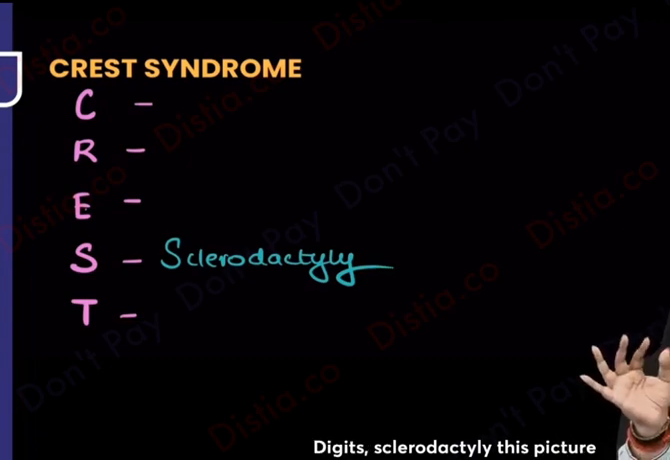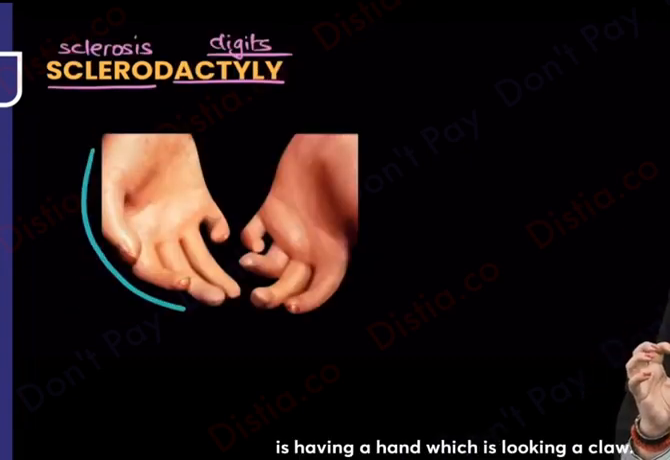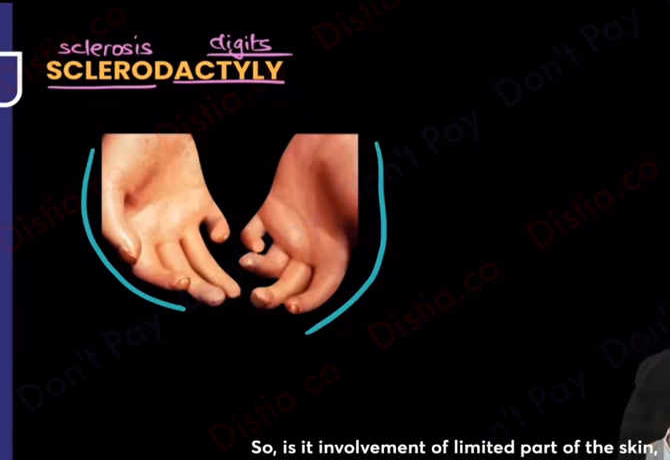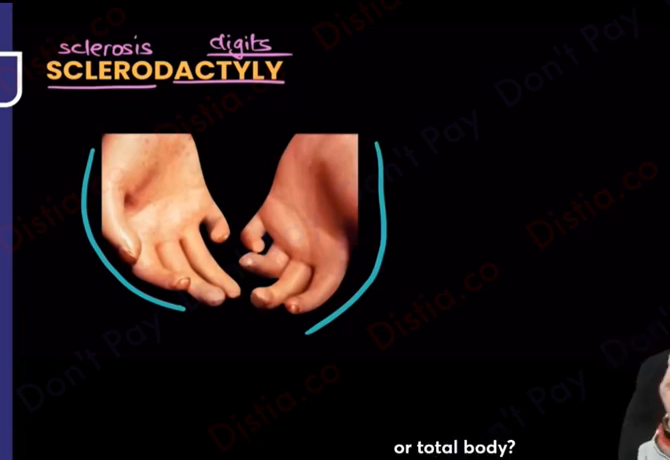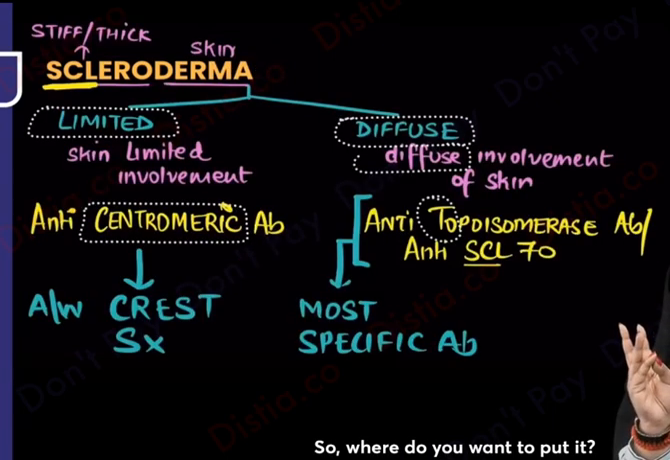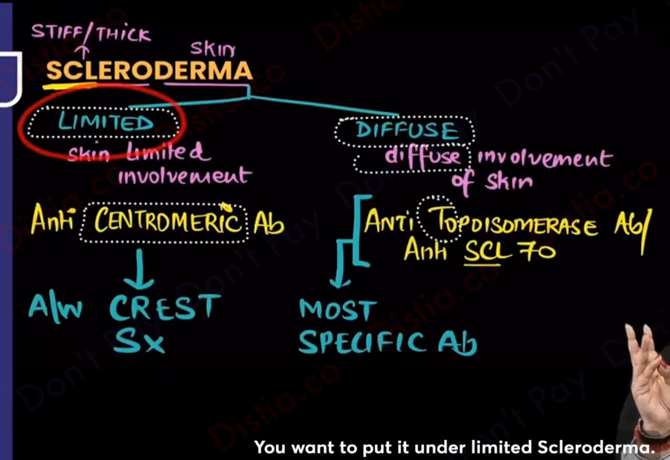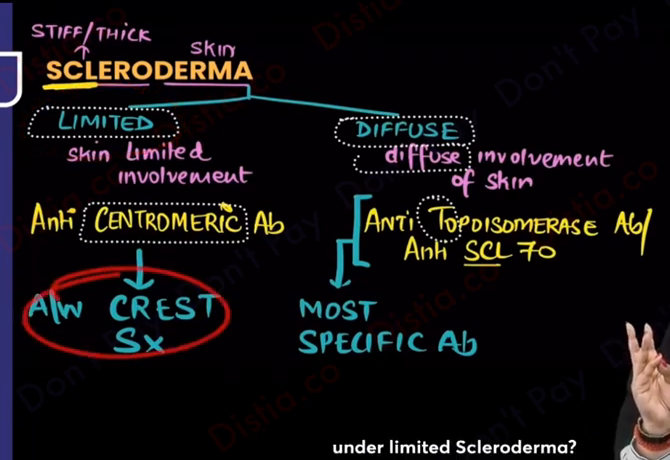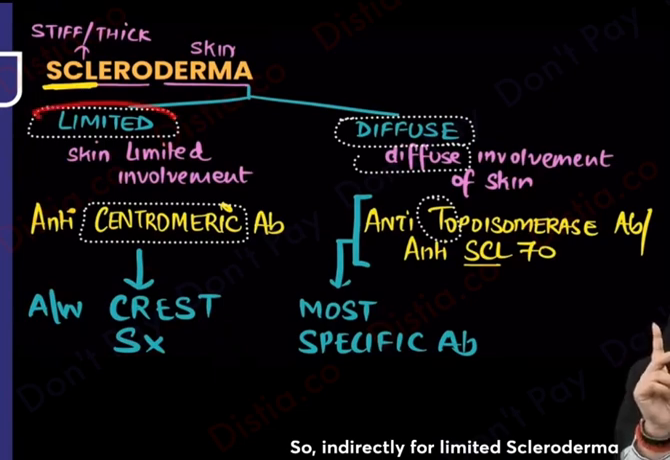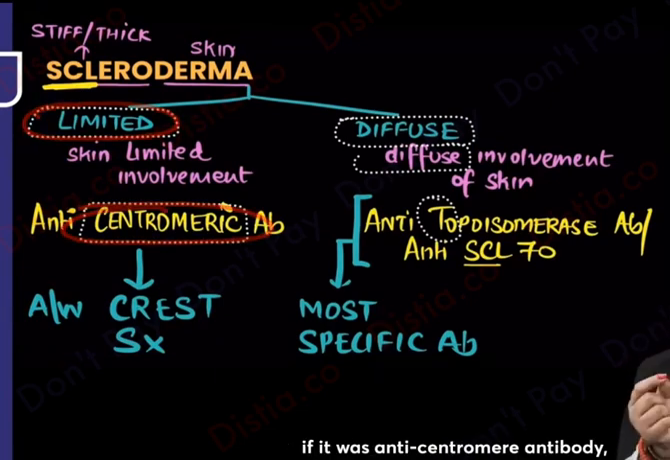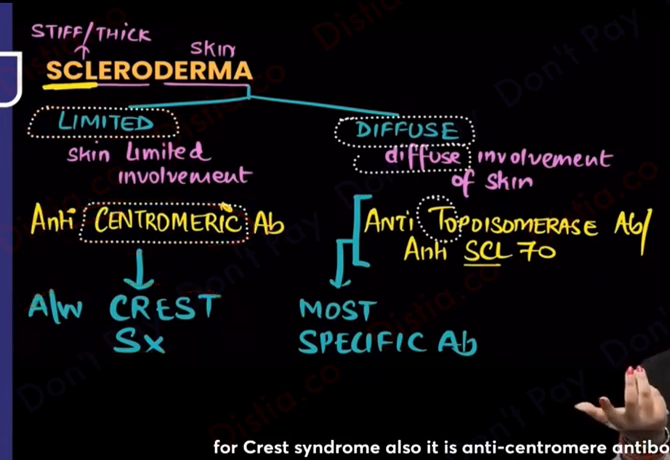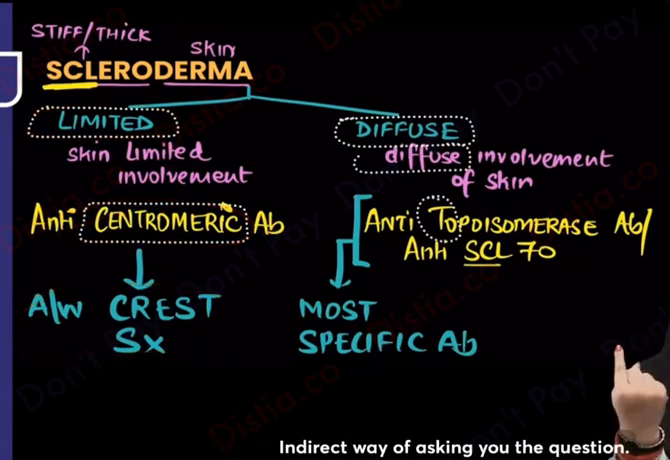Digit, sclerodactyly, this picture that I showed you where the patient is having a hand which is looking like a claw. Only digits. So is it involvement of limited part of the skin or total body? Limited part of the skin, only digits are affected. So where do you want to put it? You want to put it under limited scleroderma. Now you've understood why I put it under limited scleroderma? Because only the digits are affected. So indirectly, for limited scleroderma, if it was anti-centromeric antibody, for CREST syndrome also it is anti-centromeric antibody. Indirect way of asking you the question.